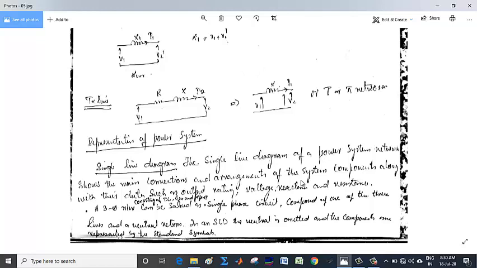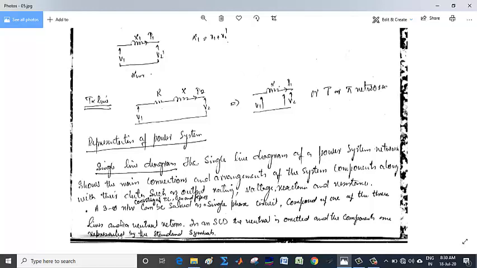The prime condition for this is that the system should be in steady state, there should not be any transient, there should not be any abnormality, and the system should be balanced. In that case only can we represent a system by the single line, or in the earlier case, we were using them in a per phase analysis.